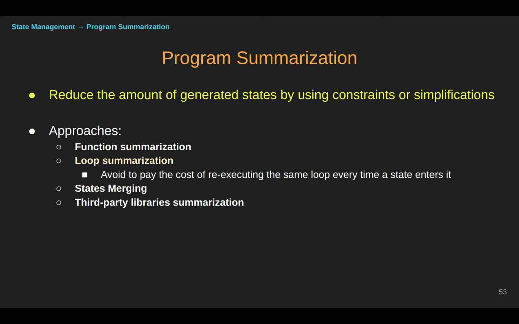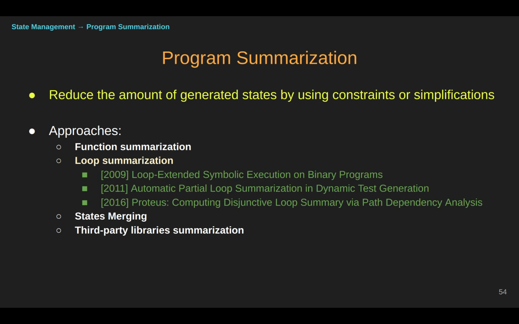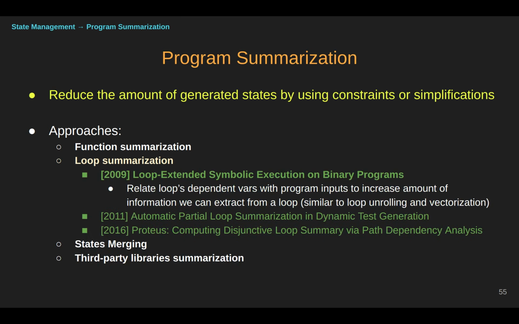So with the loop summarization aspect, you also want to avoid paying the cost of the same loop every time a state enters it. We also have some different papers discussing that. So one way is to look at the dependent variables within a loop, basically, if you have a sum that is growing, let's say you are adding the elements of the loop, then sum starts with 0, and then every time you iterate, sum plus equals array of i. That means sum is dependent on previous values of sum, so you can try to analyze that and see that.